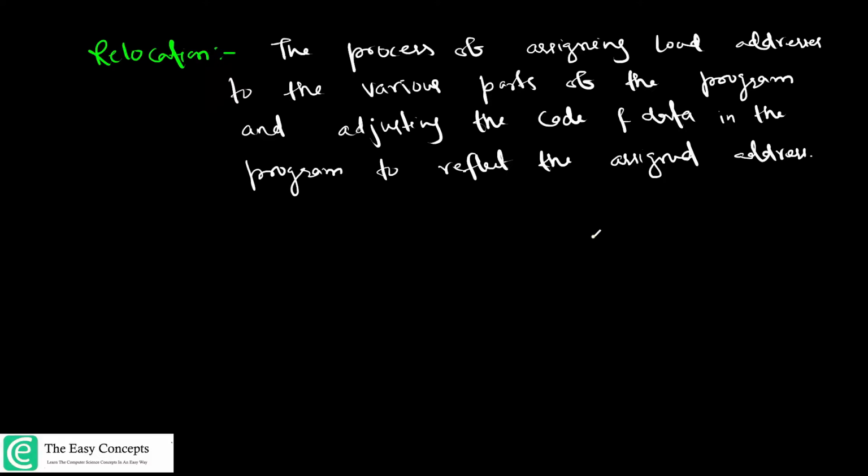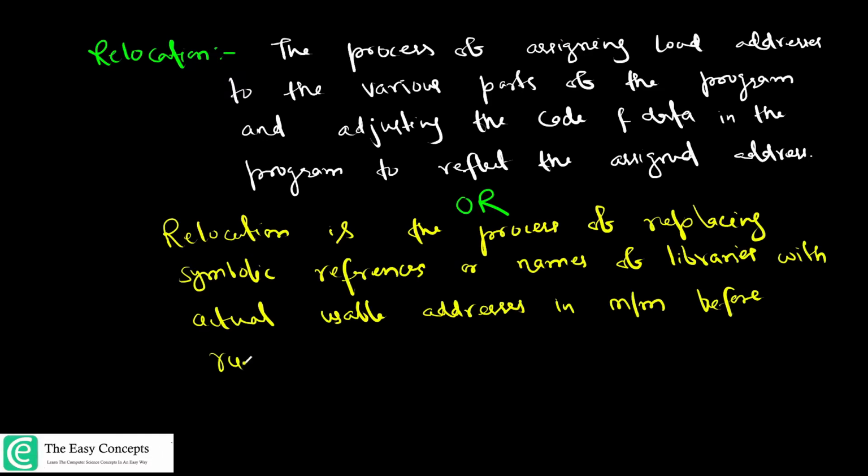So what is relocation? Here is the definition. The process of assigning load addresses to the various parts of the program and adjusting the code and data in the program to reflect the assigned addresses. So what is it going to do? Let me write another definition, then you are going to understand this in more detail. Relocation is basically the process of replacing symbolic references or names of libraries with actual usable addresses in memory before running a program. Let me tell you a few more details here.